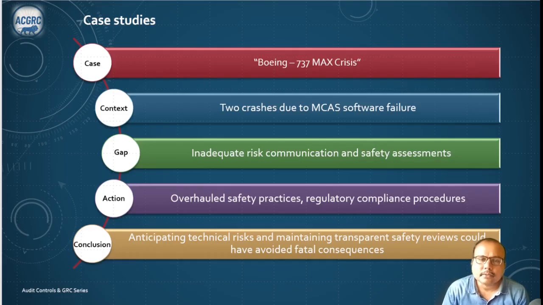The next case is from Boeing, known as the 737 MAX crisis. This is a case where there was inadequate risk communication and safety assessment. As a result, they had to overhaul the safety practices, regulatory and compliance procedures. The conclusion was that anticipating technical risk and maintaining transparent safety review could have avoided the fatal consequences. The consequences in this case were two crashes due to MCAS software failure, something which could have been avoided.